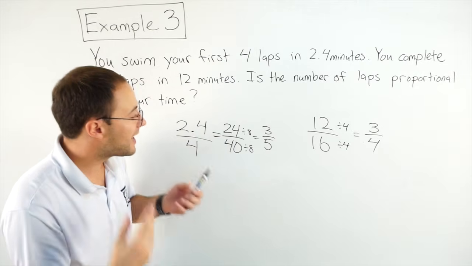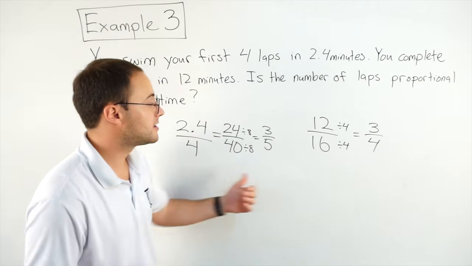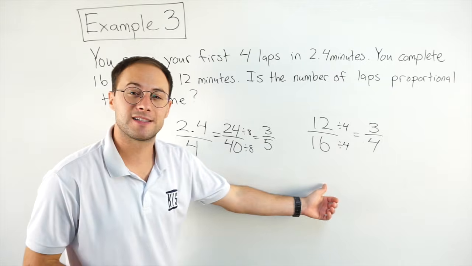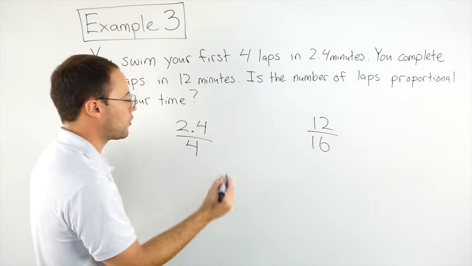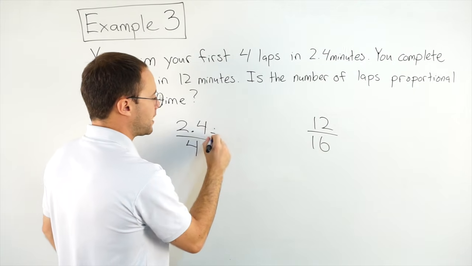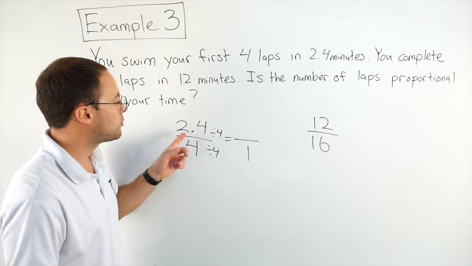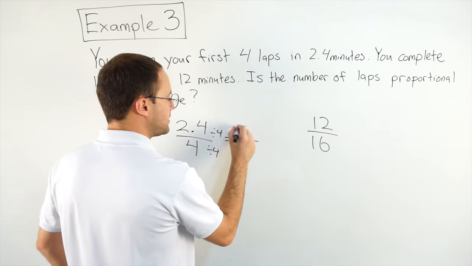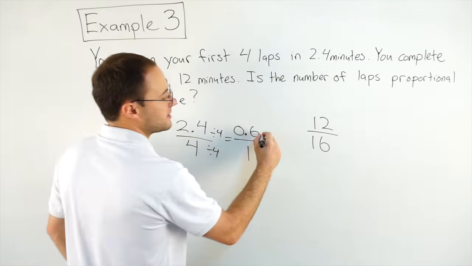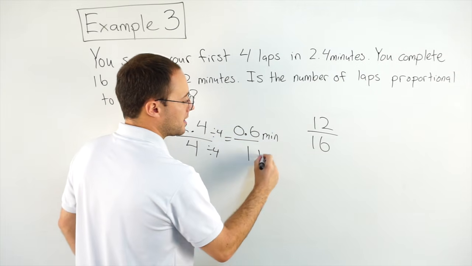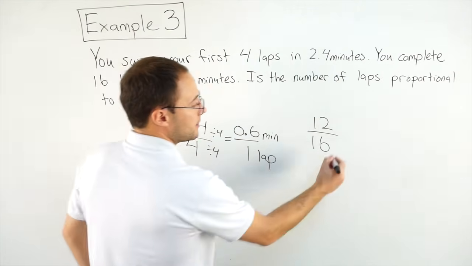If we wanted to try another method, we could also compare their unit rates. As long as you've got both the denominators the same, then you just look at the numerators. So that would be 2.4, right? Divide by 4, divide by 4, so that we get 1 in the denominator. 2.4 divided by 4 would be 0.6. So that means it's taking 0.6 minutes for 1 lap. There's my unit rate. How about here?